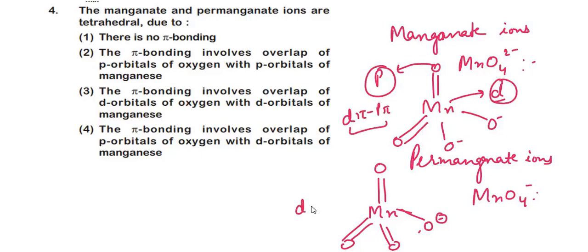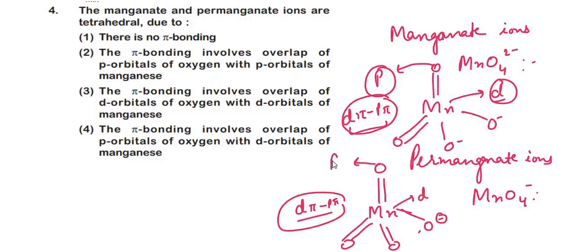Here also d pi p pi type bonding. So in both cases, the d orbital of manganese and the p orbital of oxygens are involved in pi bonding. So the option number 4, the pi bonding involves the overlap of p orbital of oxygen with the d orbital of manganese. So the option number 4 is the correct answer.